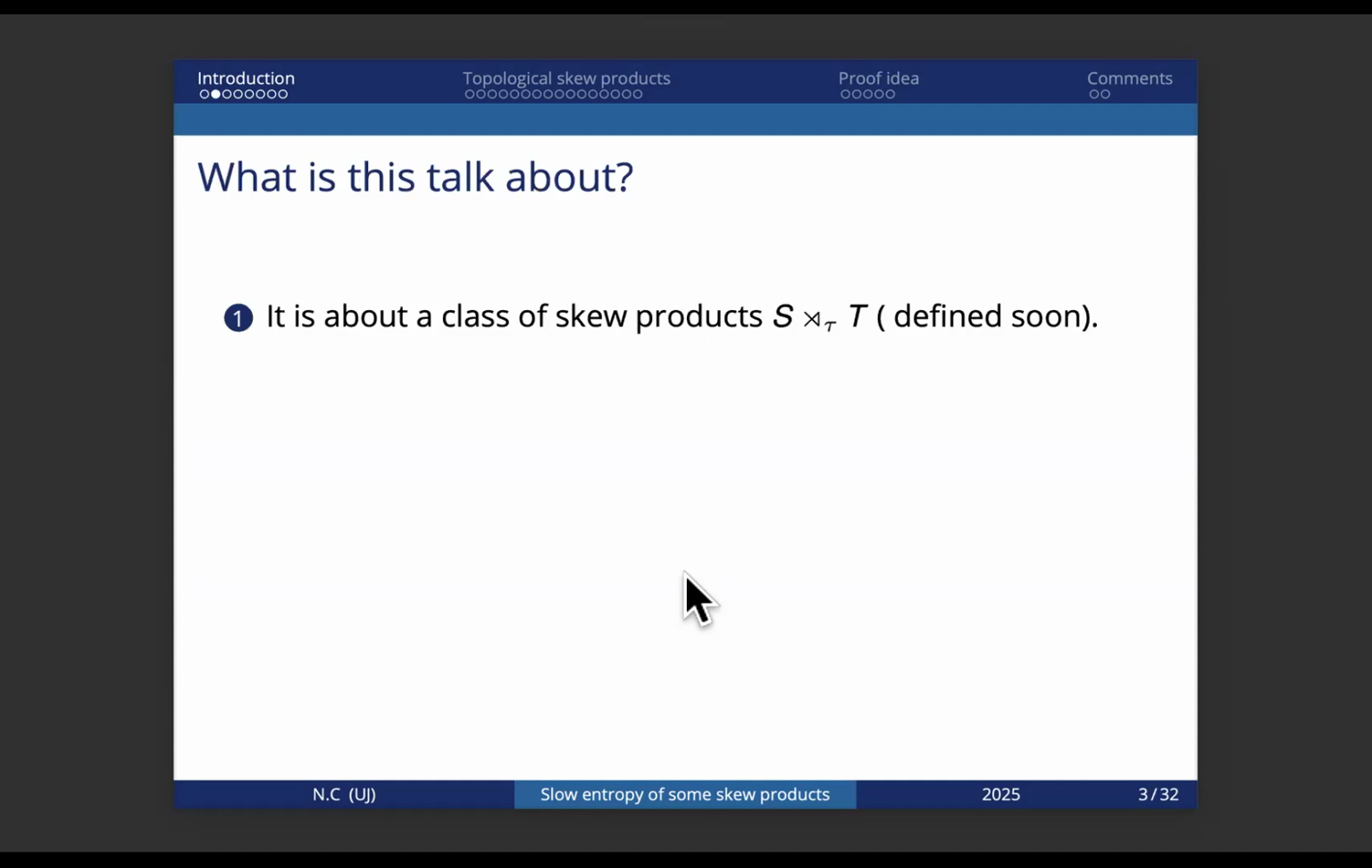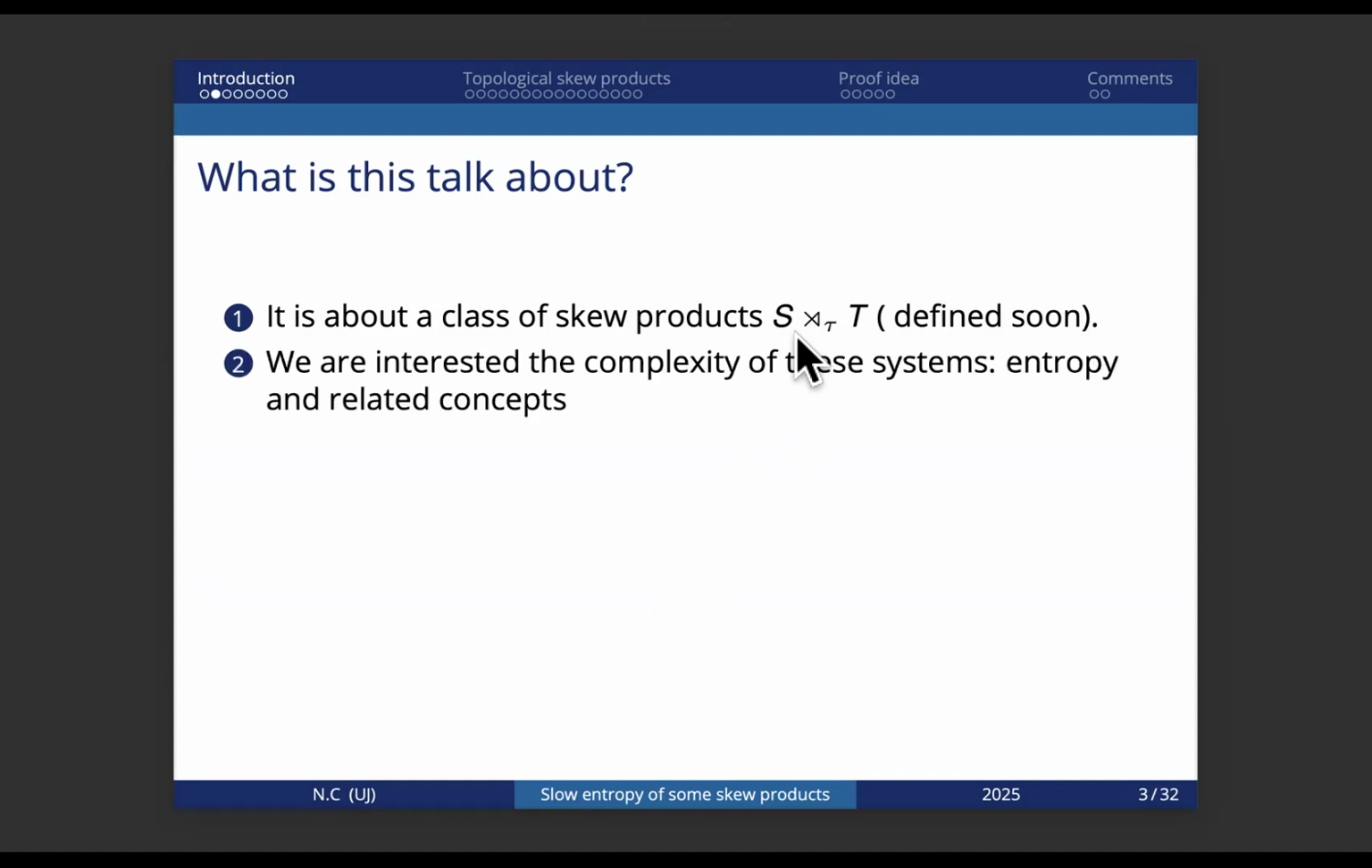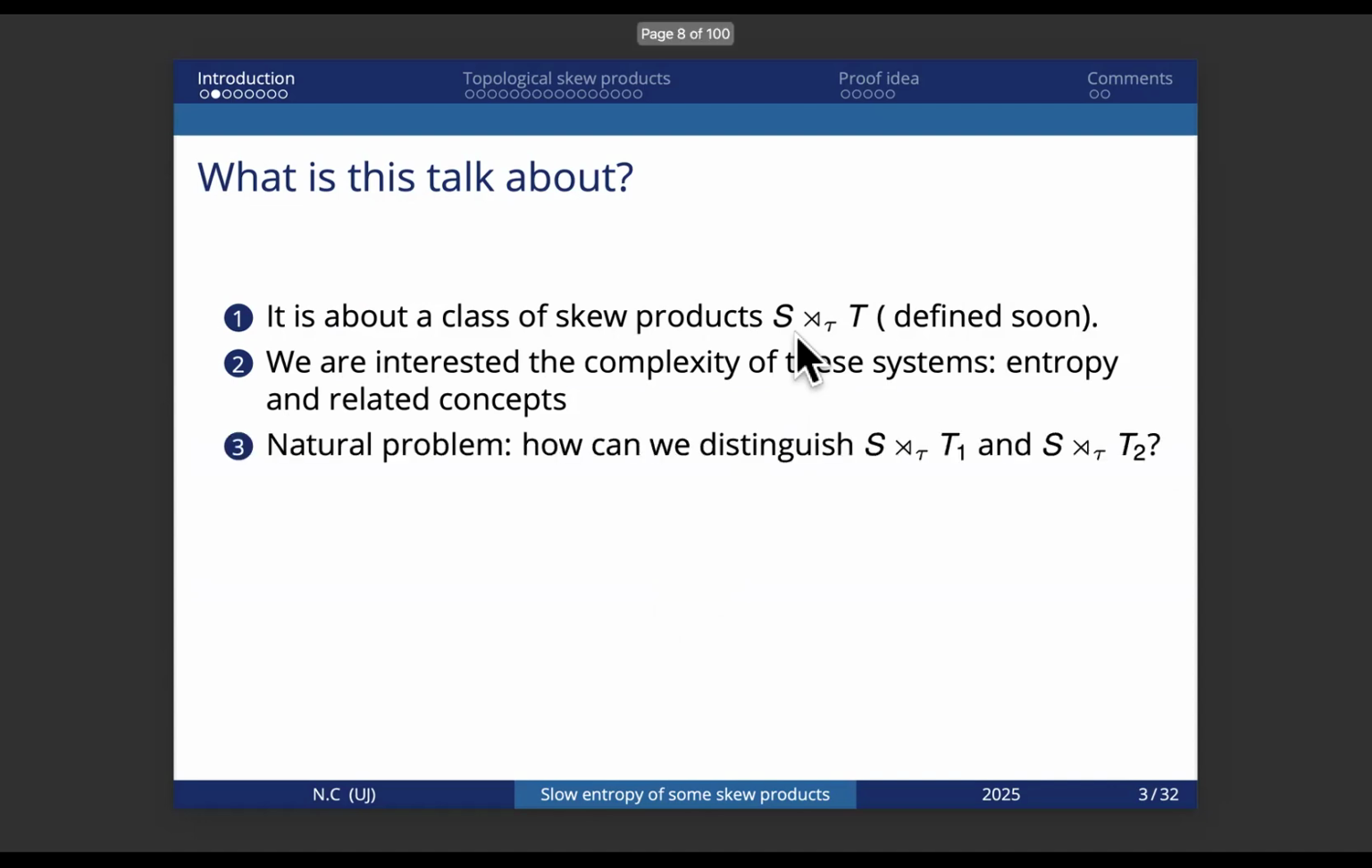So what is this talk about? It is about a class of skew products that I will define more precisely soon. And this construction can be done both for measurable systems and continuous systems or topological systems. So we will be interested in the complexity of these systems in the sense of entropy and related concepts.